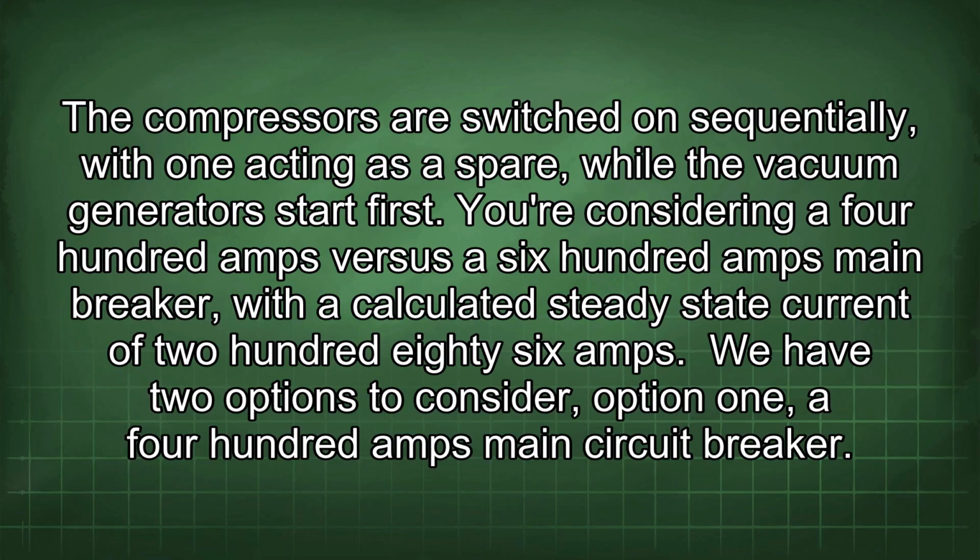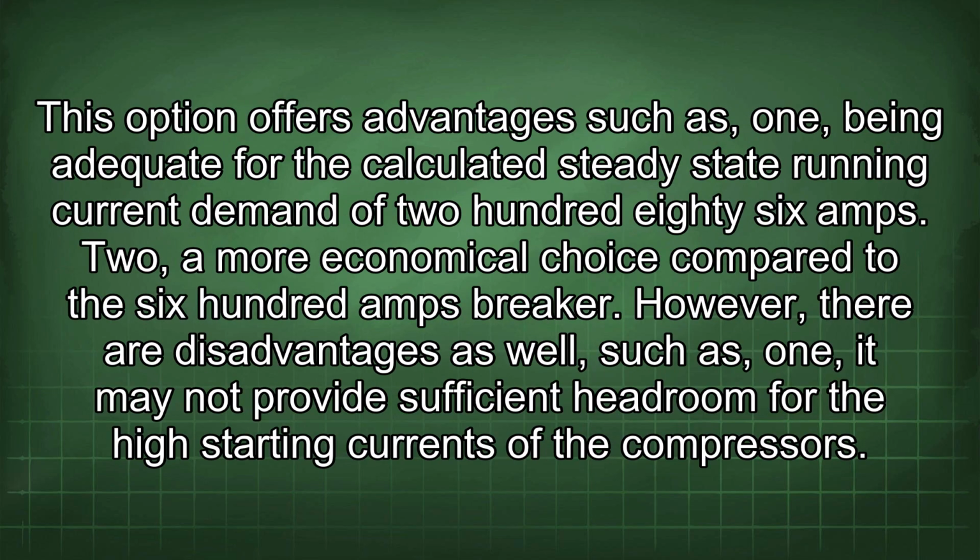We have two options to consider. Option 1, a 400 amps main circuit breaker. This option offers advantages such as: 1. Being adequate for the calculated steady-state running current demand of 286 amps. 2. A more economical choice compared to the 600 amps breaker. However, there are disadvantages as well, such as: 1. It may not provide sufficient headroom for the high starting currents of the compressors.